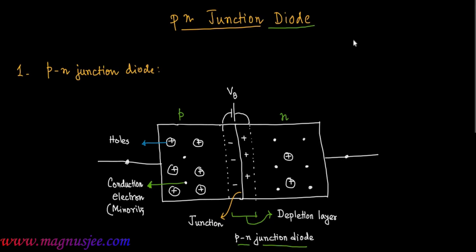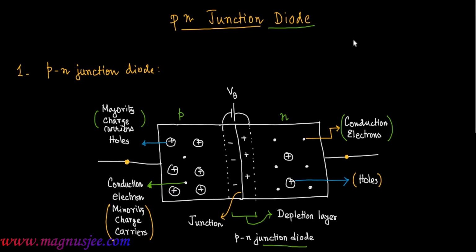Minority charge carriers. Conduction electron is the minority charge carrier, and holes are the majority charge carriers in this case. And this dot is again a conduction electron. PN junction diode.